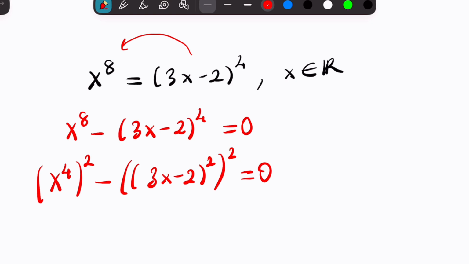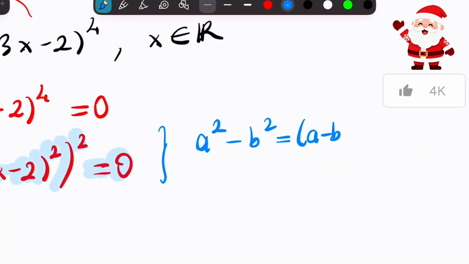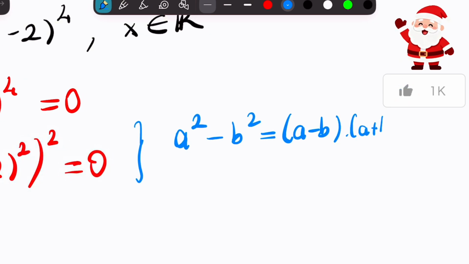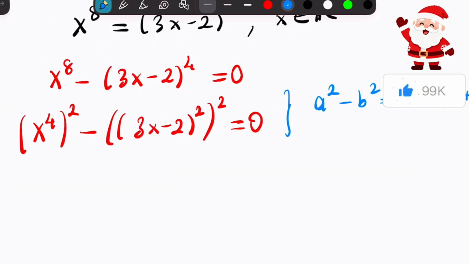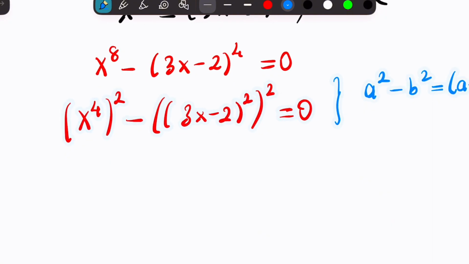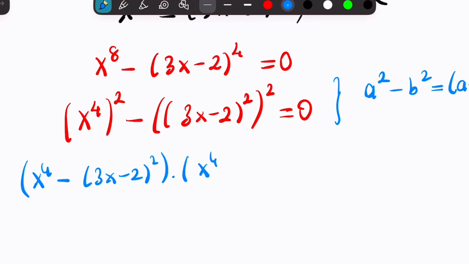I will use this identity: a squared minus b squared equals (a minus b) times (a plus b). If we separate them using this identity: (x to the 4th minus (3x minus 2) squared) times (x to the 4th plus (3x minus 2) squared) equals 0. Now, I wonder what I can say next.